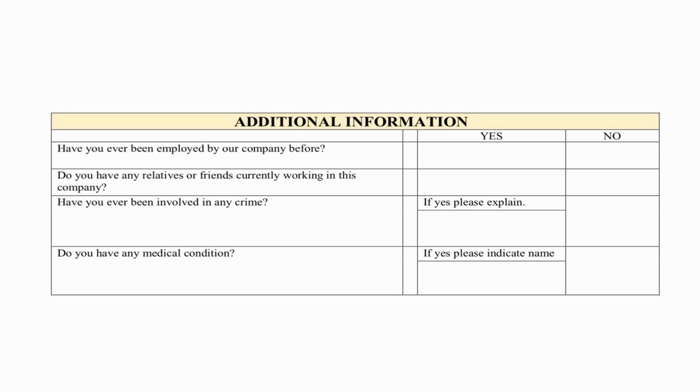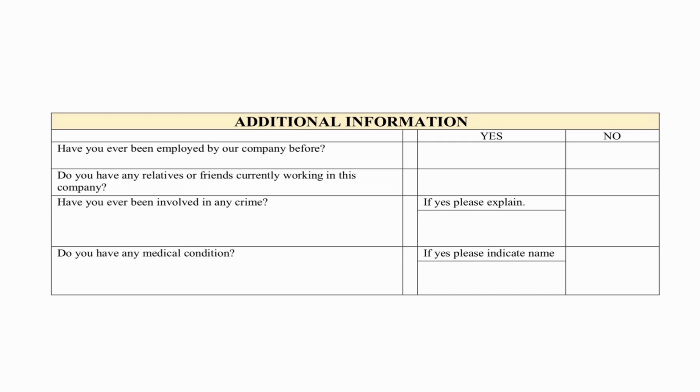The second question is, do you have any relatives or friends currently working in this company? The second question is asking you if you know someone who's currently working for them. Like the first question, they will ask those you know for information about you. Maybe those persons can vouch for you, so you're not a total stranger to the company.